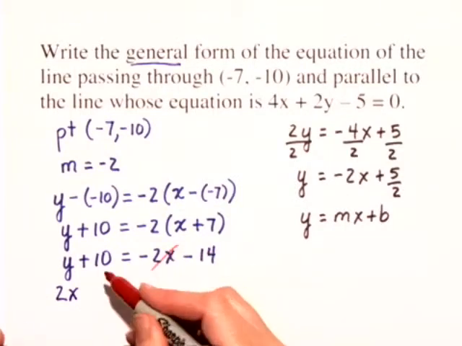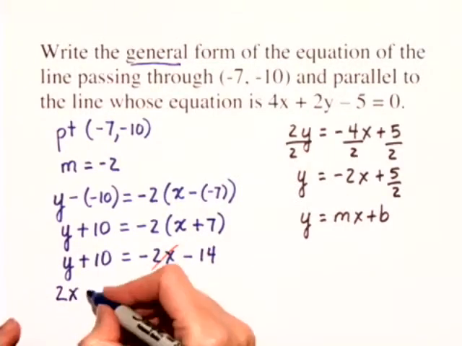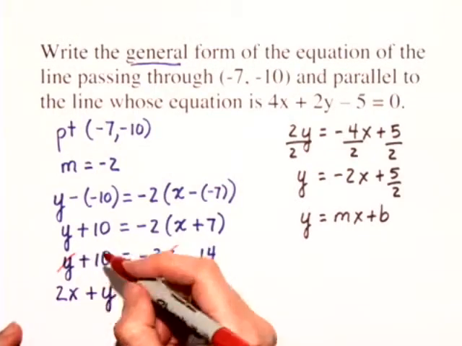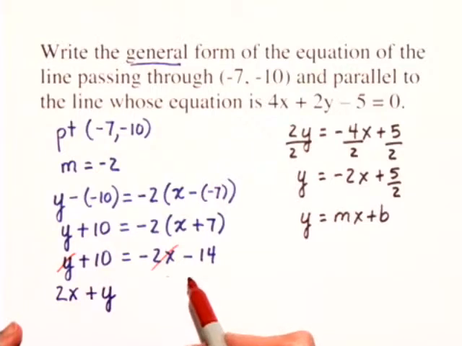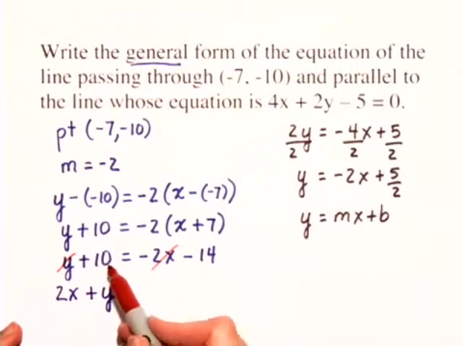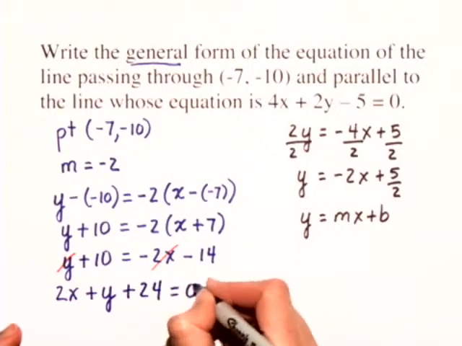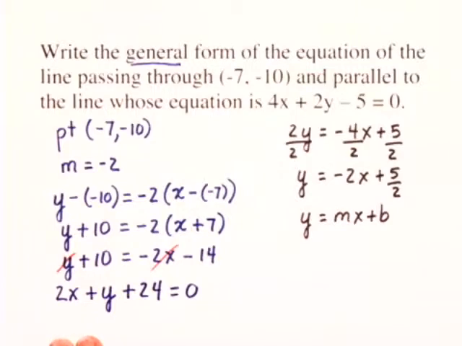And then the left-hand side already has the y term, plus y. And then on the left-hand side I have 10. When I move the -14 over, it becomes positive 14, so 10 + 14 is +24 is equal to 0. So we have 2x + y + 24 = 0, and that's the general form of the equation passing through that original point, (-7, -10), parallel to the other given line.